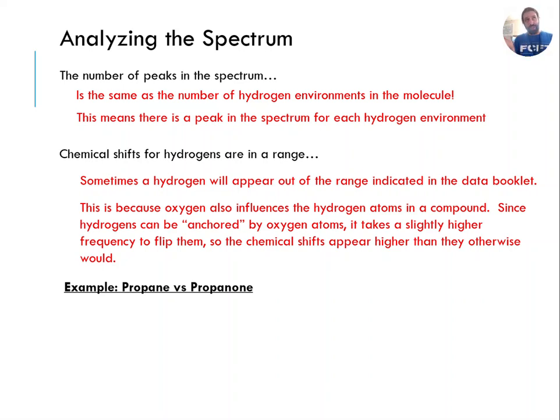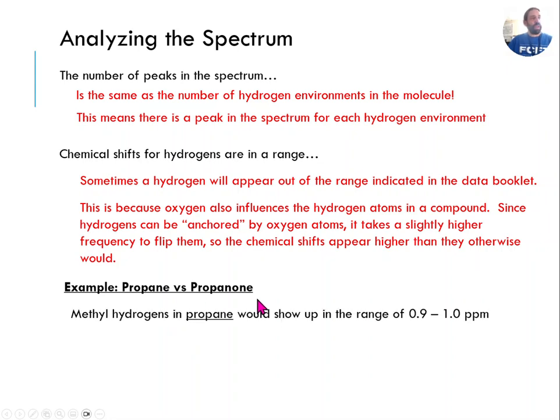So oxygen is a big culprit because it has such a high electronegativity. The oxygen atoms will influence the electrons in the bonds between carbon and hydrogen. So essentially, it'll anchor them or hold on to them, which means that in order to flip them back to their original orientation, they need a higher frequency of radio waves.